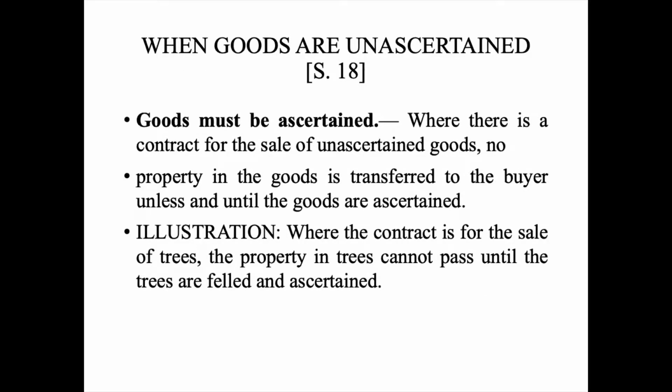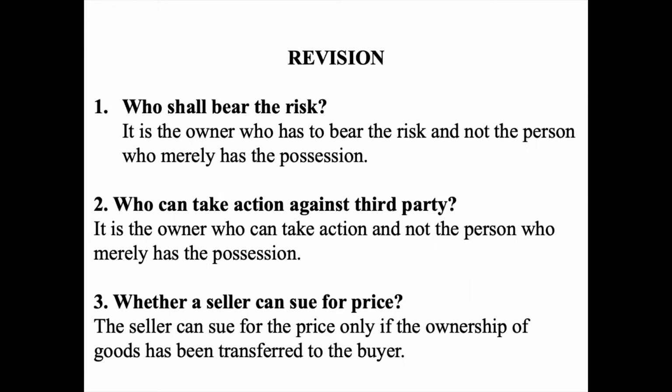Now, when goods are unascertained, again Section 18. Where there is a contract for the sale of unascertained goods, no property in the goods is transferred to the buyer unless and until the goods are ascertained. Illustration: where there is a contract for the sale of trees, the property in the trees cannot pass until the trees are felled and ascertained.